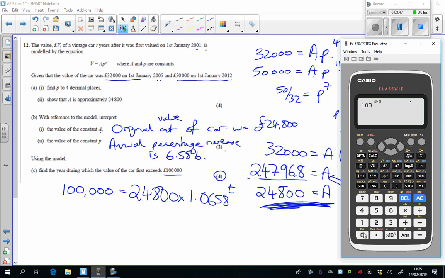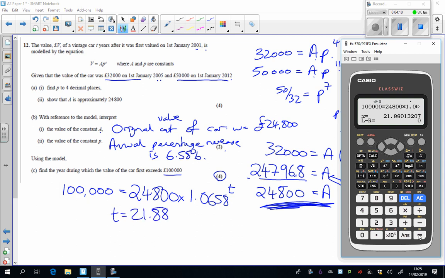So 100,000 equals 24,800 times 1.0658 to the power of, I'm going to put x, and I'm going to shift solve that and see if it can think about it. And it thinks that t should be, look how quick that was, 21.88.